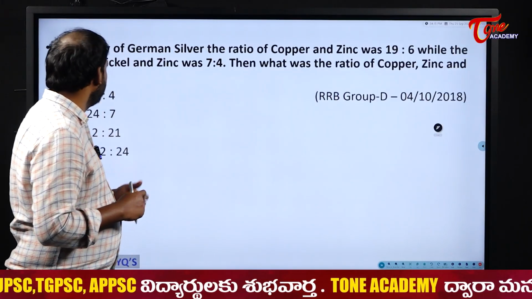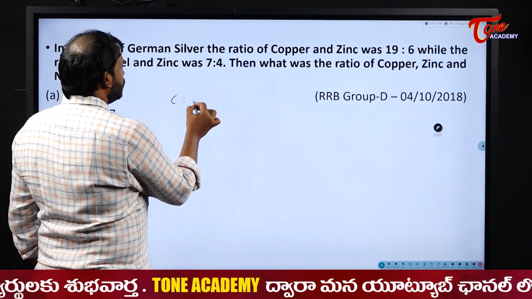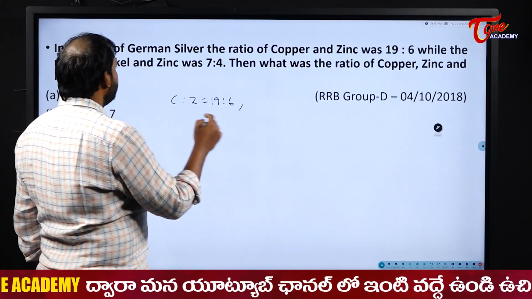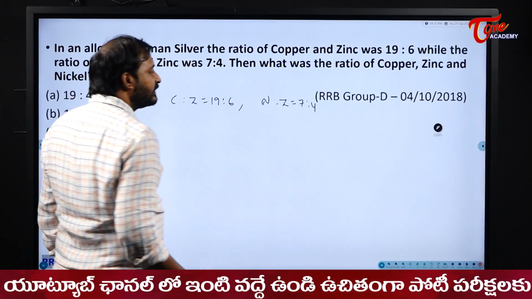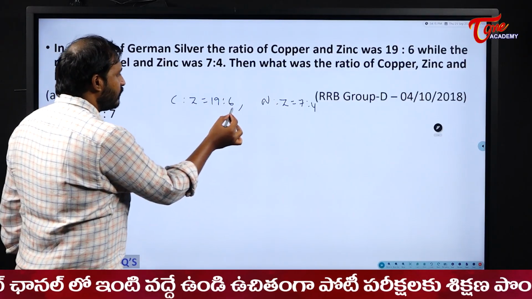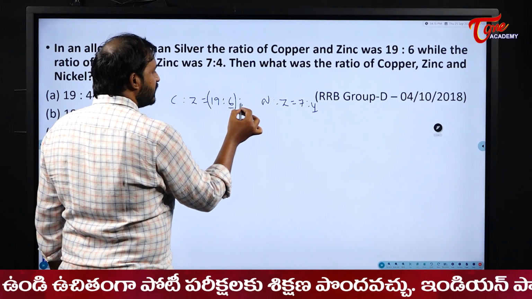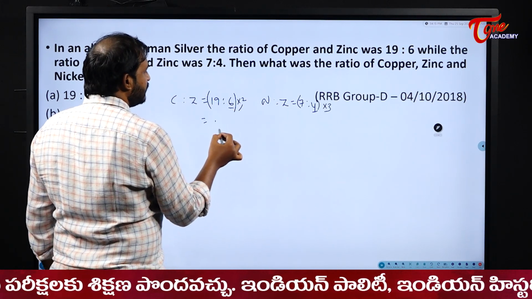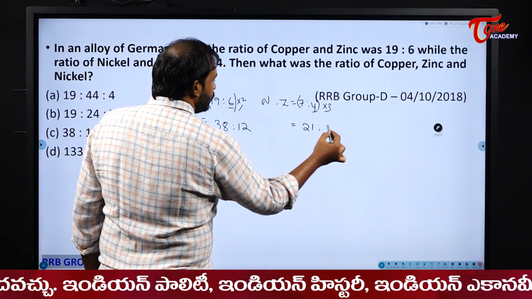Okay, now see here what they are telling. The alloy contains copper and zinc in what ratio? Copper and zinc are in 19:6 ratio, while nickel and zinc are in 7:4 ratio. All three together they are asking. Zinc here is 6, zinc here is 4. What is the LCM of 6 and 4? 12. So this one I will multiply with 2 and this one with 3. So it will become 38:12, and this will become 21:12.